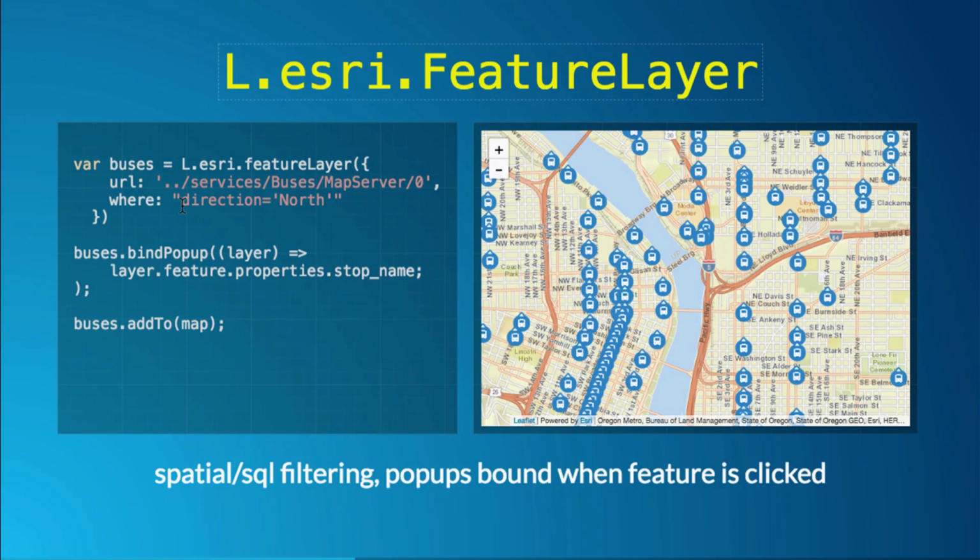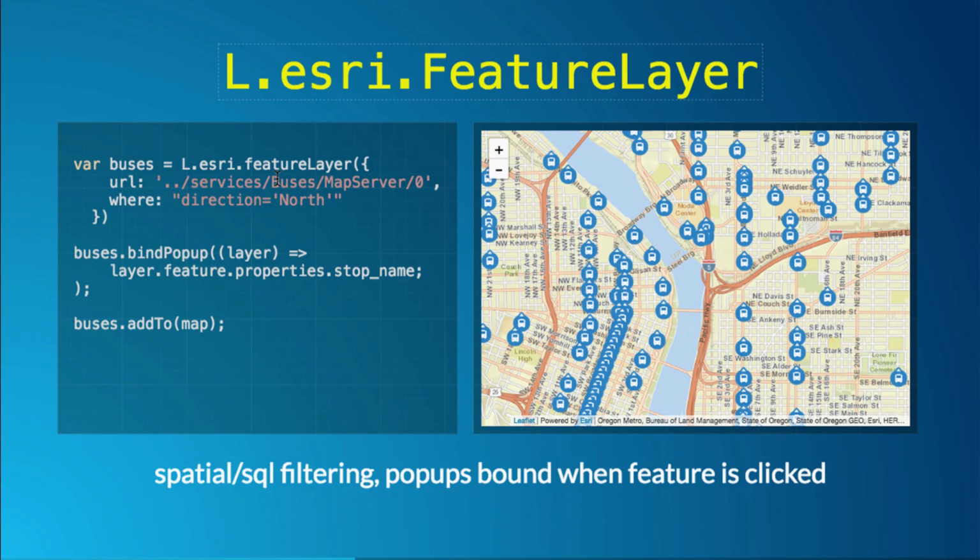So if you've got, whether it's an ArcGIS Online hosted feature service, or you're using ArcGIS Server and publishing map services, the individual layers in the map, there's a URL that refers to that particular layer. So you can pass that to Leaflet and say, I want to make a new L.esri.featureLayer. This is the URL of where my buses are. You can draw them all.